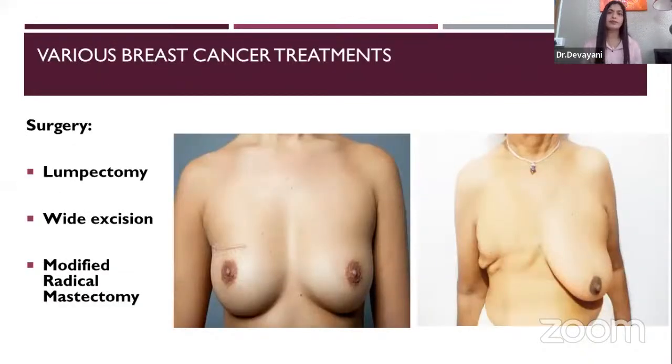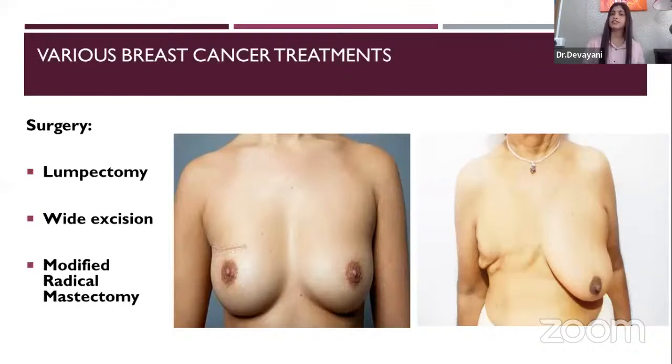Then various breast cancer treatments. I will just fast forward because we all know there are a lot of breast cancer treatments, right from the surgery to the chemotherapy to the radiotherapy. Coming to the first part, the surgery. There are various kinds of surgeries according to the growth of the tissue. One is the lumpectomy, where just the tumor is taken off and there is a small incision. It's not a big incision.